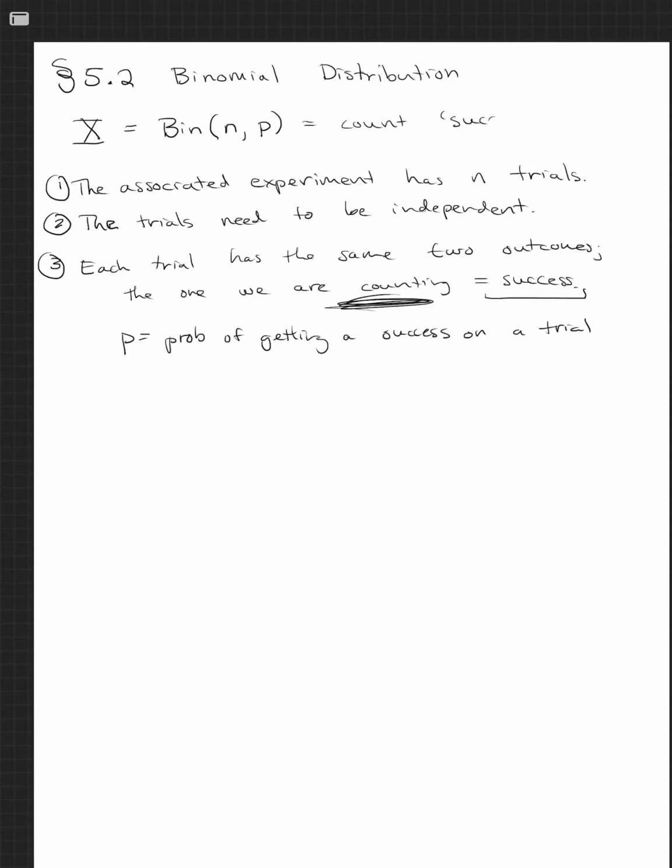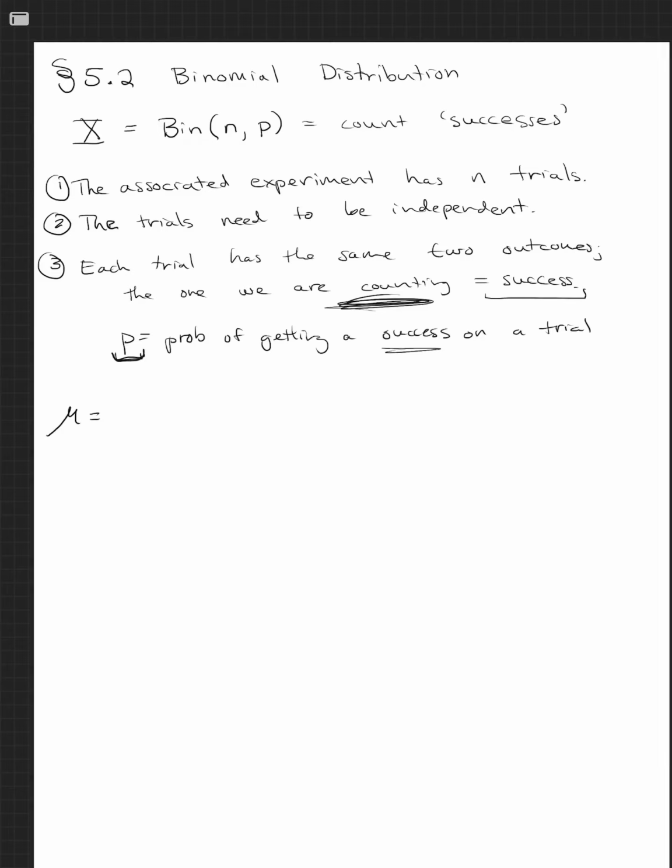Right? So this is going to count successes. Right? And again, it counts something. It counts one of these two outcomes, and whichever one is the one we're counting is the one that gives us p, and so it's the one that counts as being a success, right?